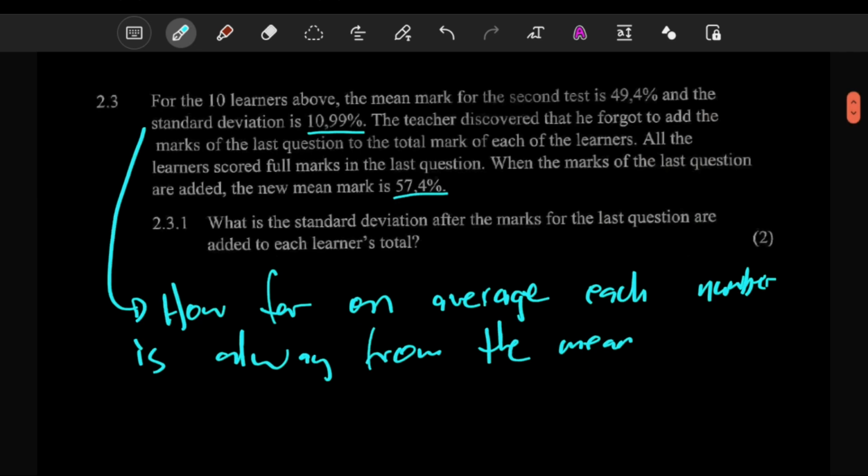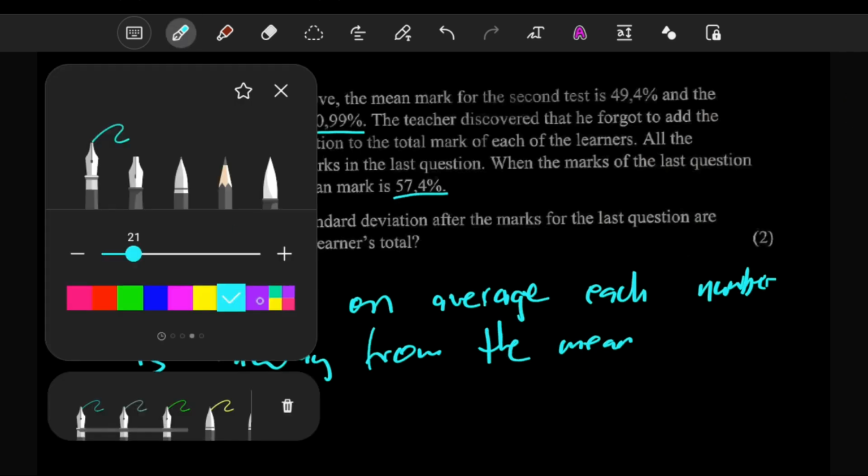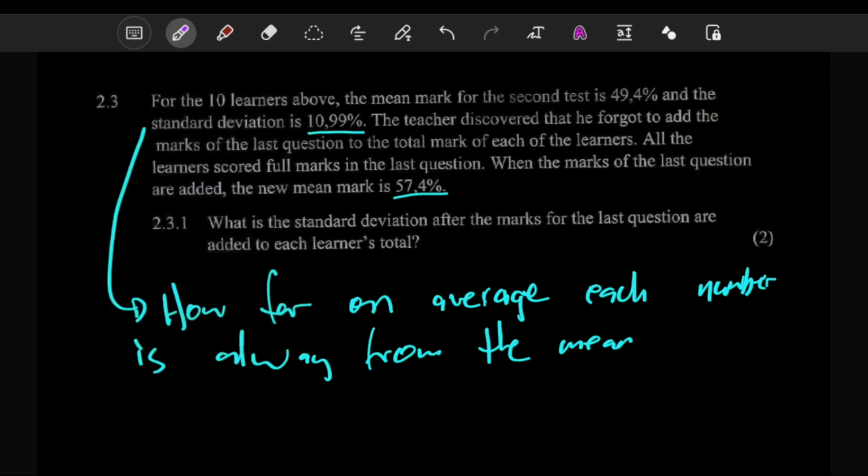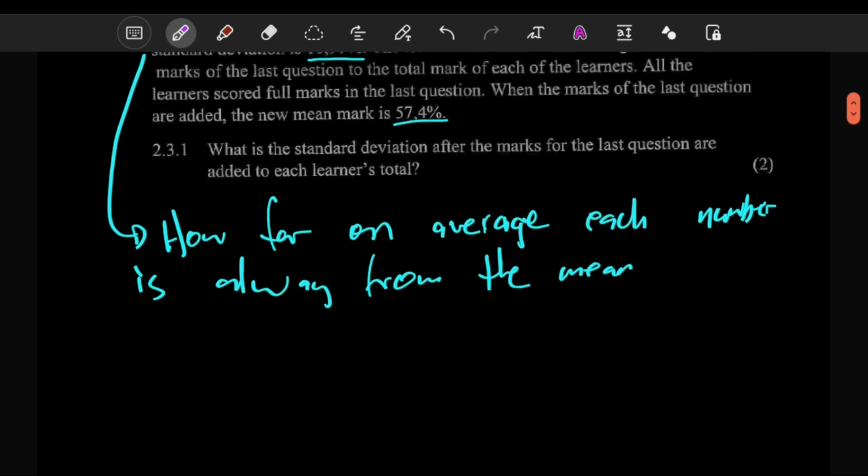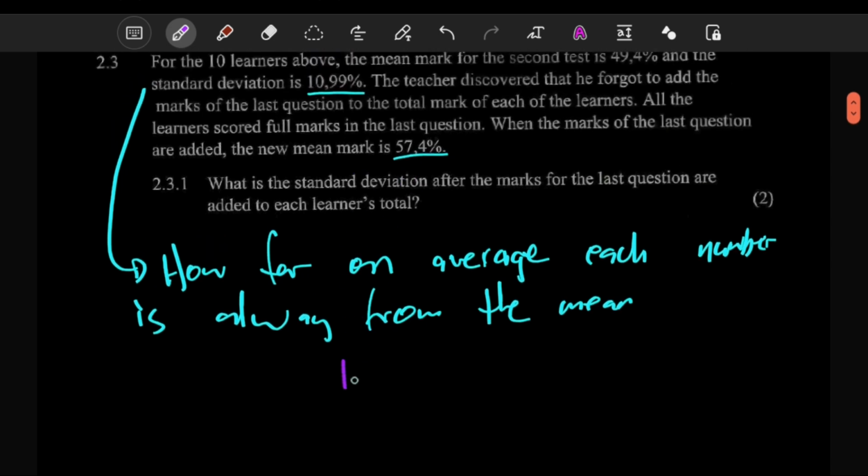So the funny thing is, if everyone's mark changes the exact same way, it basically means that the average distance that they are away from the mean is not necessarily affected. It's going to stay exactly the same. So the total standard deviation here is still just going to stay 10.99. The reason it's going to stay 10.99 is because every single value has increased by the exact same value. So everyone is still spaced out the exact same way.